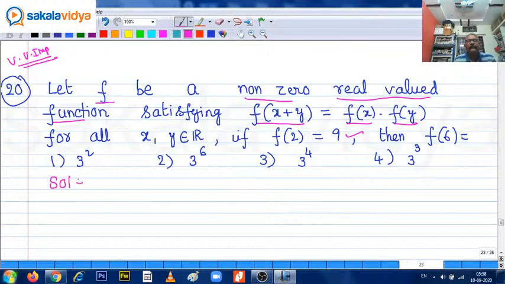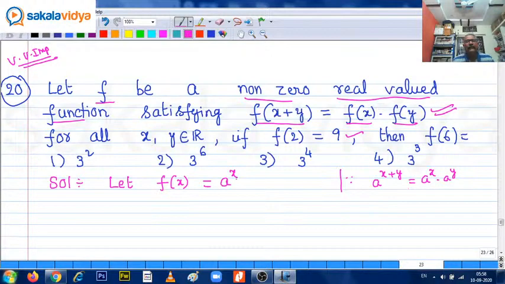Solution. See, let us say f of x equals a power x. You can check it: f of x plus y is a power x plus y, which we can write as a power x into a power y. This condition will be satisfied by this function. I already told you this is a power function itself only.